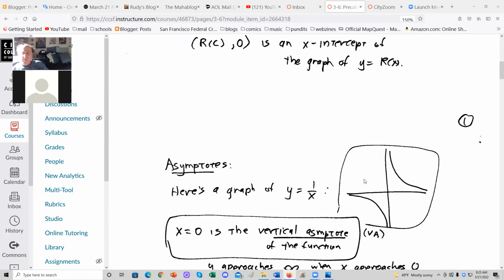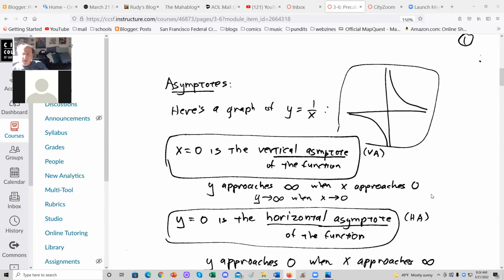Okay, here's a very simple rational function, 1 over x. There's a peculiarity that when x approaches 0, 1 over x approaches infinity. So you get what's called a vertical asymptote. And also, when x approaches infinity, 1 over x approaches 0. So you get this, which is called a horizontal asymptote.